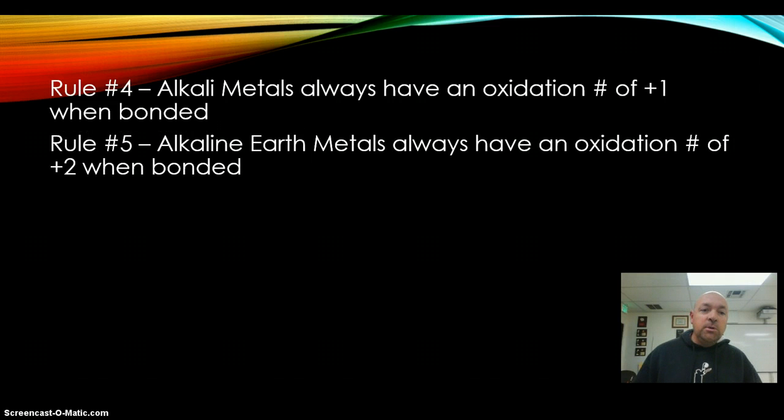Rule 5 is very similar, and that deals with the alkaline earth metals. They have an oxidation number of +2 when bonded, for a very similar reason, because the alkaline earth metals all have 2 valence electrons. Being metals, they're going to lose those valence electrons, giving them a +2 charge. So we go back to the rule we learned yesterday, that if you have an ion, whatever its charge is will be its oxidation number. And if its charge is always going to be +2, then its oxidation number is going to be +2 as well.